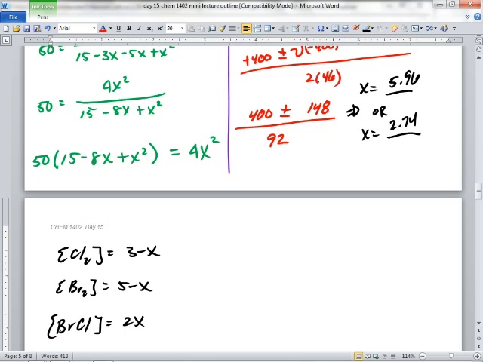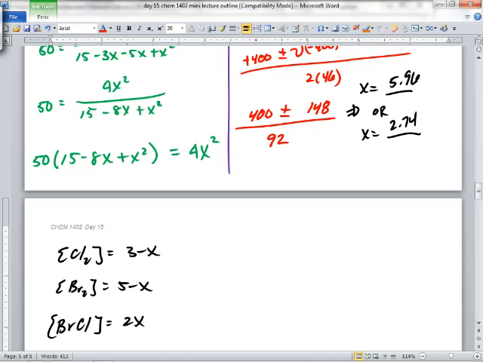It seems like everybody got the 5.96 and the 2.74. I think those numbers are right. But you can't have two concentrations. You have 3 minus x and 5 minus x. Can you have a negative concentration? No. So only one answer is going to make sense, the 2.74. That's what you've got to look at. Only one of these makes sense.